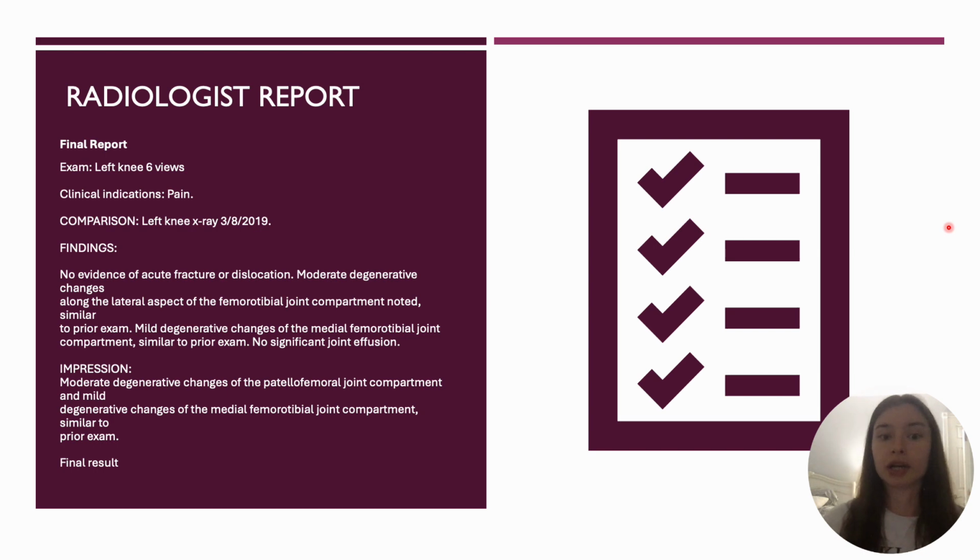So here is the radiologist report. Under findings, it says no evidence of acute fracture or dislocation, moderate degenerative changes along the lateral aspect of the femorotibial joint compartment noted, similar to prior exam, mild degenerative changes of the medial femorotibial joint compartment, similar to prior exam, no significant joint effusion. Impression says moderate degenerative changes of the patellofemoral joint compartment and mild degenerative changes of the medial femorotibial joint compartment, similar to prior exam.